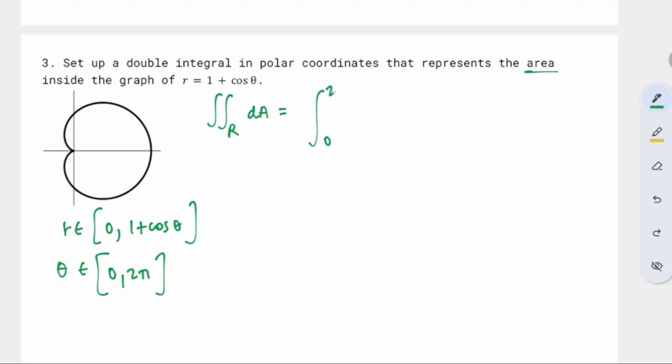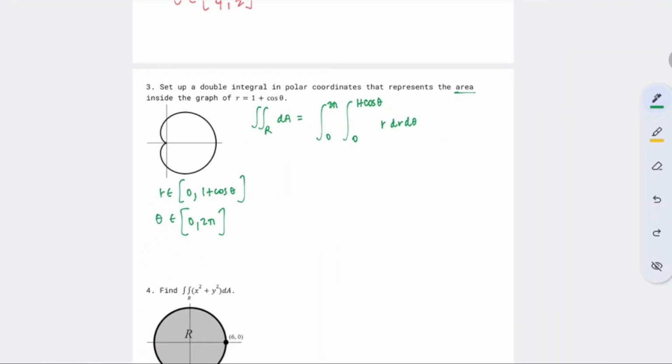Okay, integral from 0 to 2 pi for theta, r going 0 to 1 plus cosine theta, and then dA is r dr d theta, right? And if you're remembering, like, oh, from AP Calculus, it's 1/2 r squared d theta, yeah, there you go. Anti-differentiate r with respect to r. 1/2 of 1 plus cosine theta, the whole thing squared, d theta. There you go. That's what we got. We just wanted to set it up.